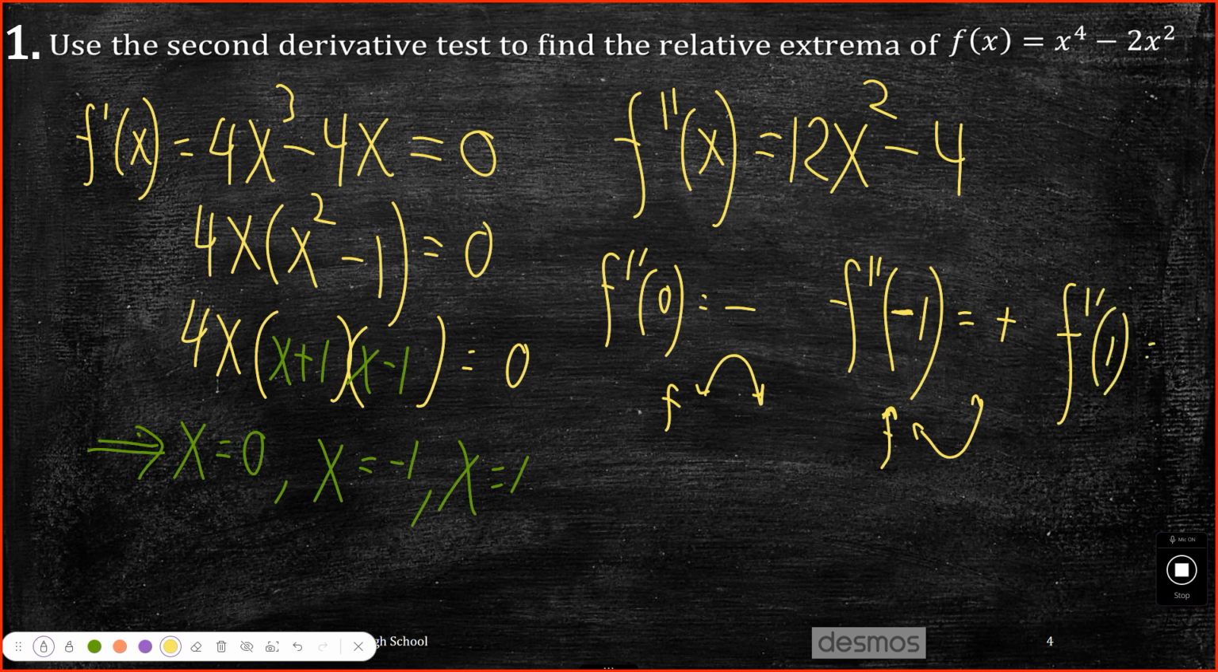And f double prime of 1 is going to be what? That's going to be what? Also, that's positive. And that's going to be concave up, no? So that's a relative min. Okay, so how do we summarize this that we got?